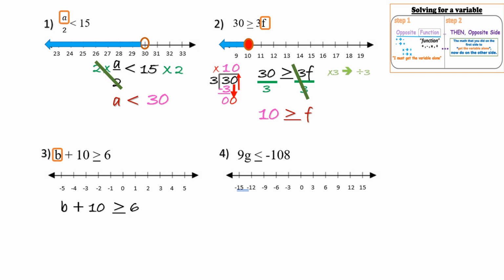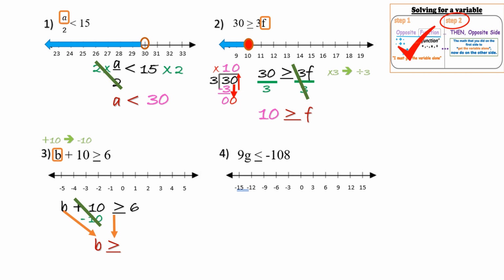And therefore, I have to do the opposite function to get my variable alone. And the opposite of adding 10 is subtracting 10. So once I subtract 10 and I get rid of those, I'm left with my variable and I'm left with my inequality sign. Okay, so step 1 is done. Now step 2 tells me I need to do that on the opposite side.